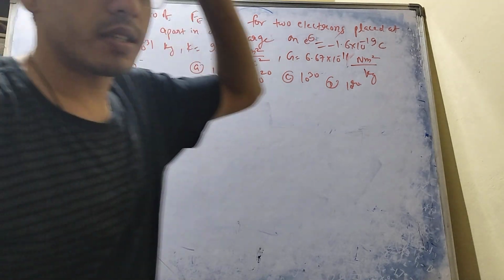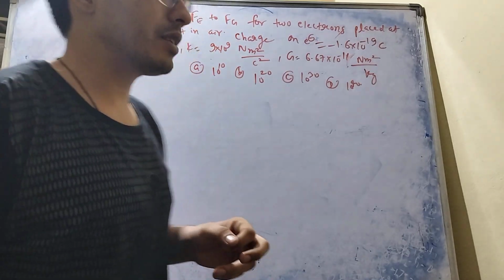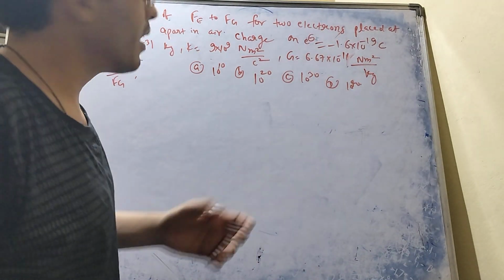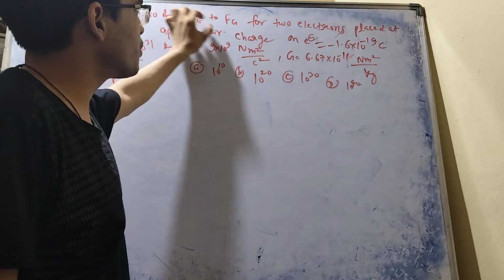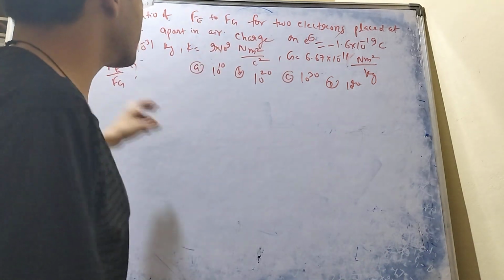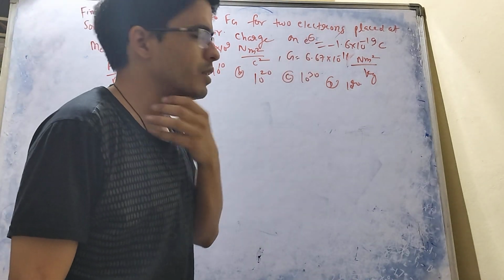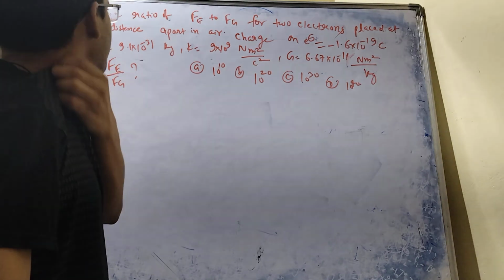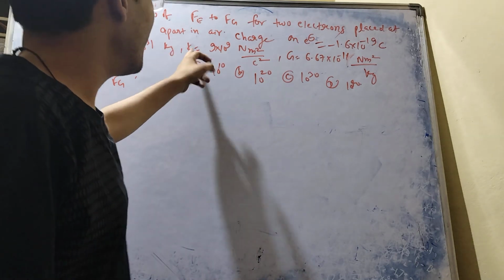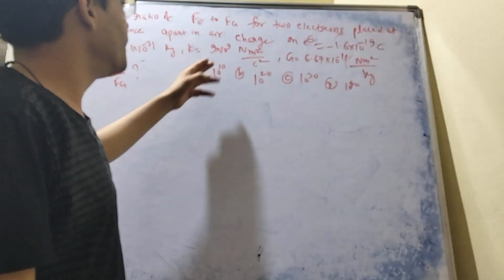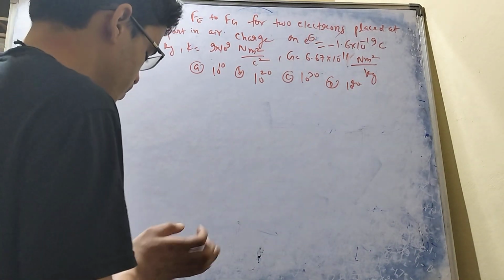See here now, I have completed the first lecture, electric charge and field, yesterday. Now I want to discuss the second lecture, and I have written one question. Find the ratio of electrostatic to gravitational force for two electrons placed at some distance apart in air. Charge on electron is given as 1.6 into 10 power minus 19 coulomb, mass of electron is 9.1 into 10 power minus 31 kg, and k value is 9 into 10 power 9 Newton meter square per coulomb square, and g value is given. Okay, I simply want to show how we can solve this question.